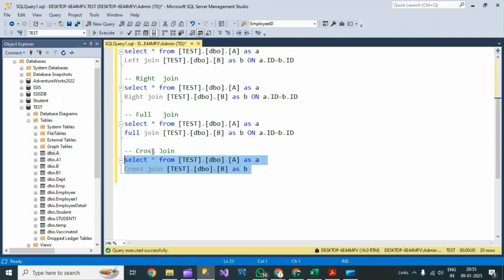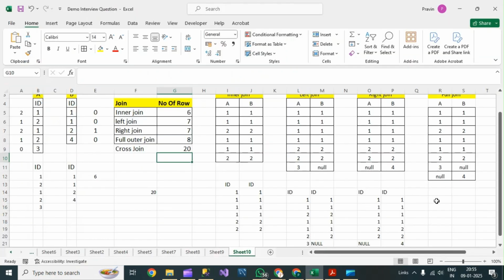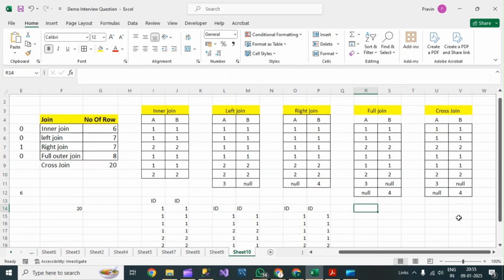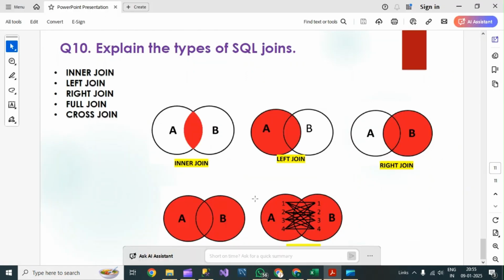Okay, so I will copy this. Okay, so for the cross join. Now I think all of you are clear about the SQL joins.